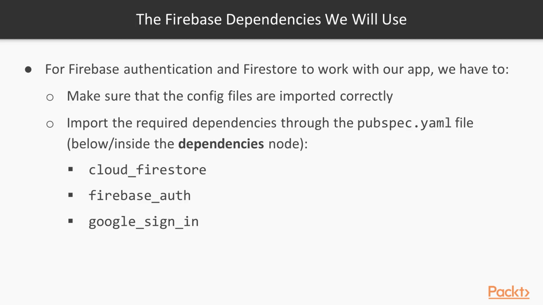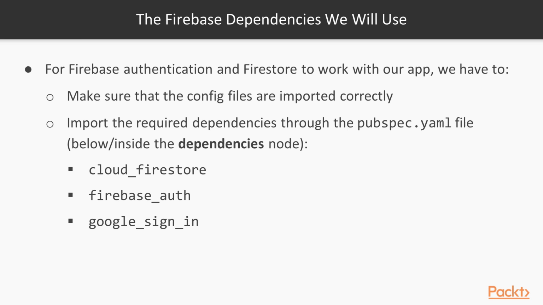Okay, so the Firebase dependencies that we will use are number one, cloud_firestore. Second is firebase_auth. And the third is google_sign_in. So we need to make sure that the config files are imported correctly and that we import the required dependencies through pubspec. And also there's a new plugin that I would like to recommend to you, or it's not new, it's new for this video. It is Firebase Storage, which is useful for storing photos and videos and such. So if you want to use that, then just go ahead and use it.